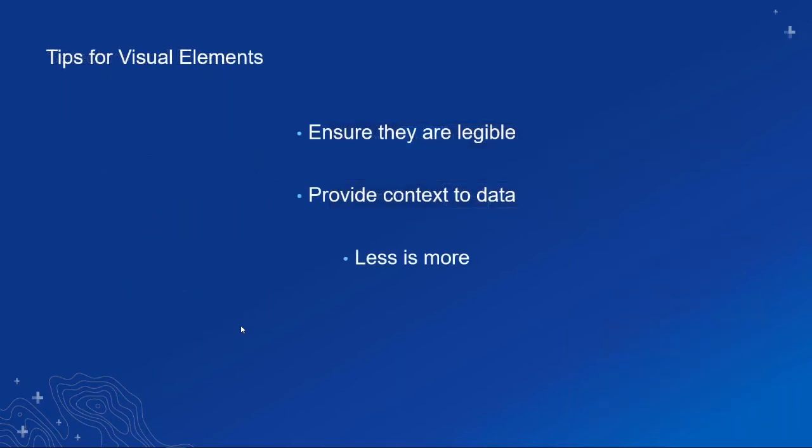Boiling down these tips for visual elements into 3 takeaway points: first, ensure they are legible. Then provide context to the data, and less is more. So make sure that your elements, people can read them, they're easy to understand. Then provide additional information to make those numbers mean something. And then less is more, which means every element in your dashboard should serve a specific purpose.